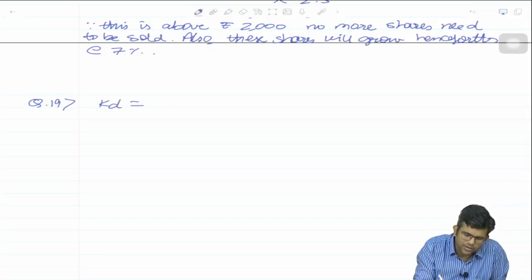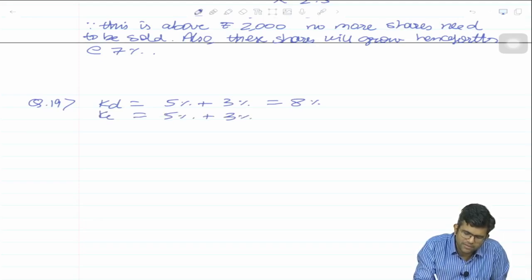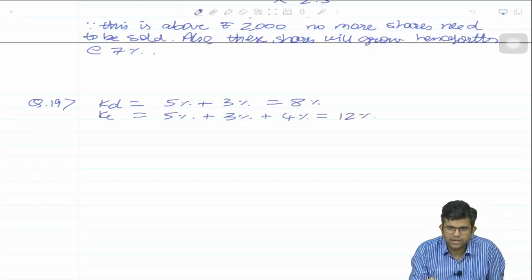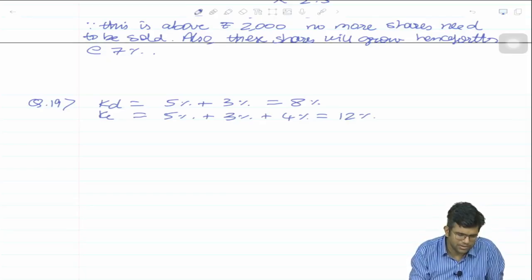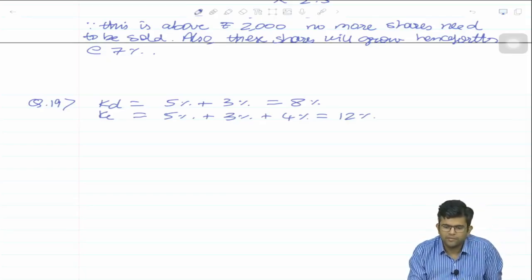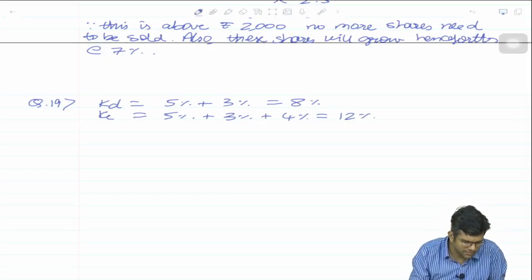KD is equal to 5% plus 3%, equal to 8%. KE is equal to 5% plus 3% plus 4%, which is equal to 12%. Story clear till here? So whatever equity related calculations we do now, we will do at the rate of 12%. Whatever bond related calculations we do, we will do at the rate of 8%. Done? Okay.